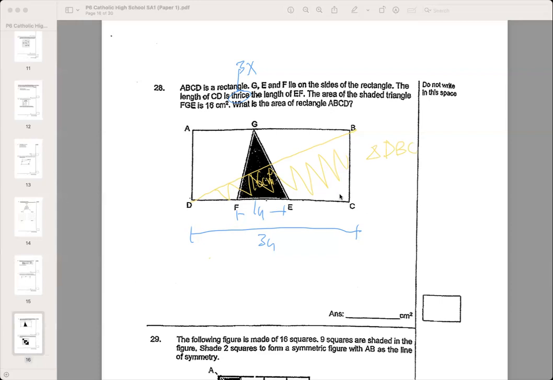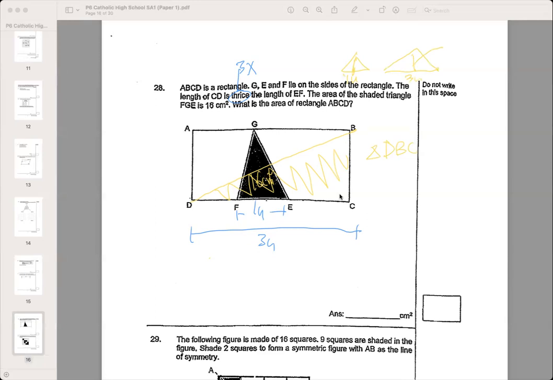So if I have a triangle compared to another triangle, the height is the same. If the base of this triangle is 1 unit and the base of this triangle is 3 units, then the area of this bigger triangle will be 3 times the area of the smaller triangle, because they have the same height, and the bigger triangle base is 3 times the base of the smaller triangle. Therefore, the area will be 3 times the area of the smaller triangle.